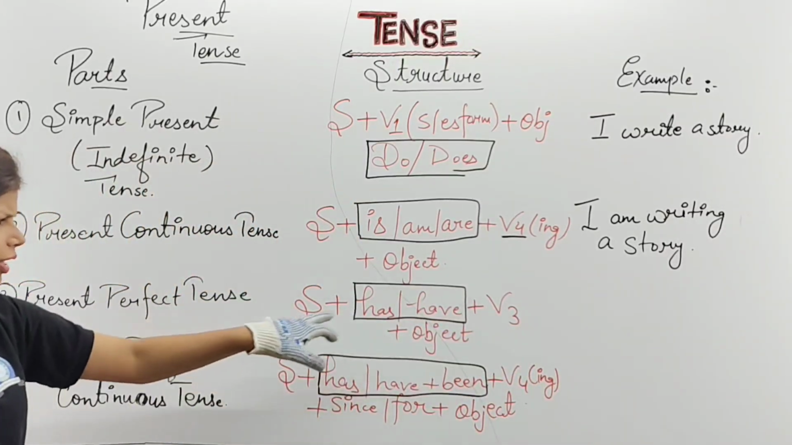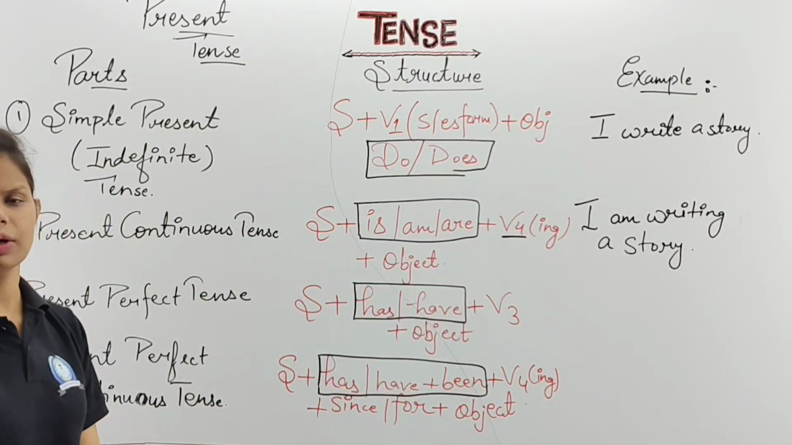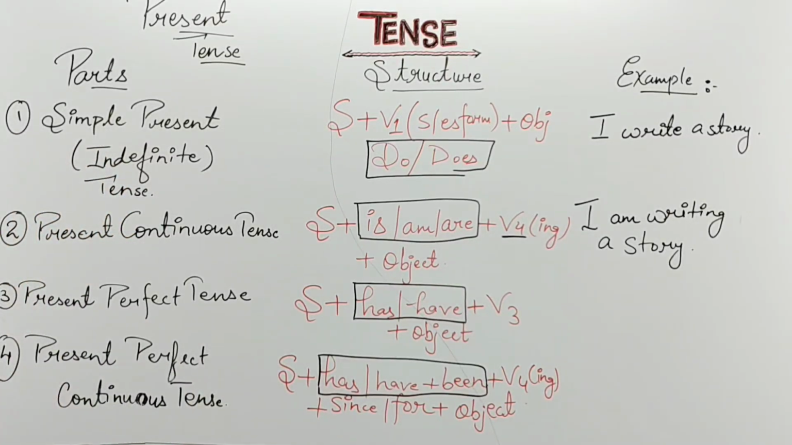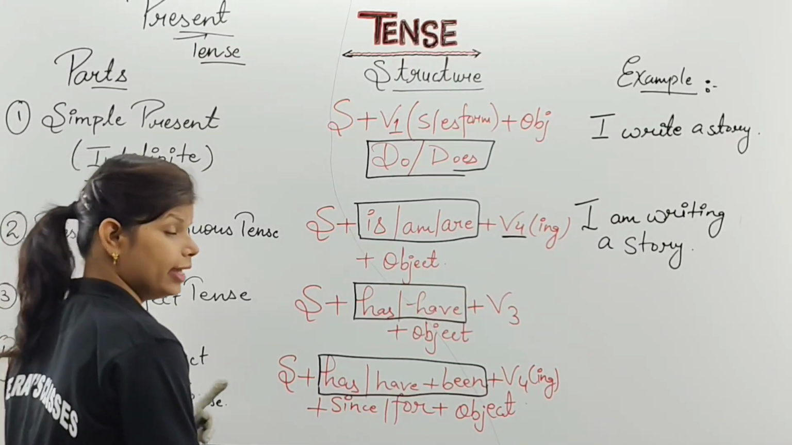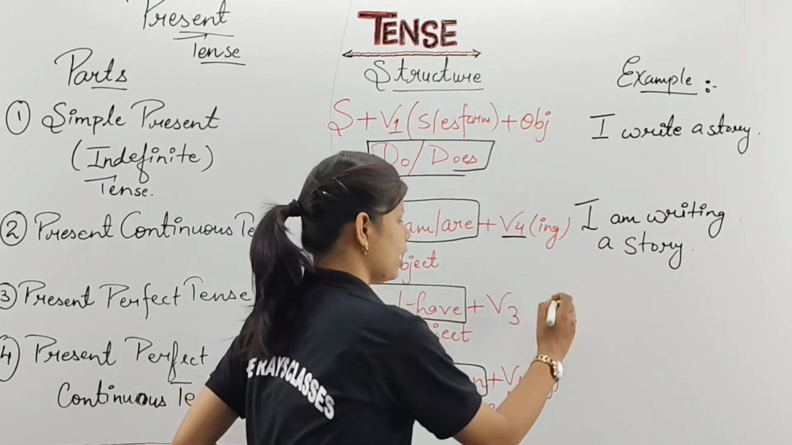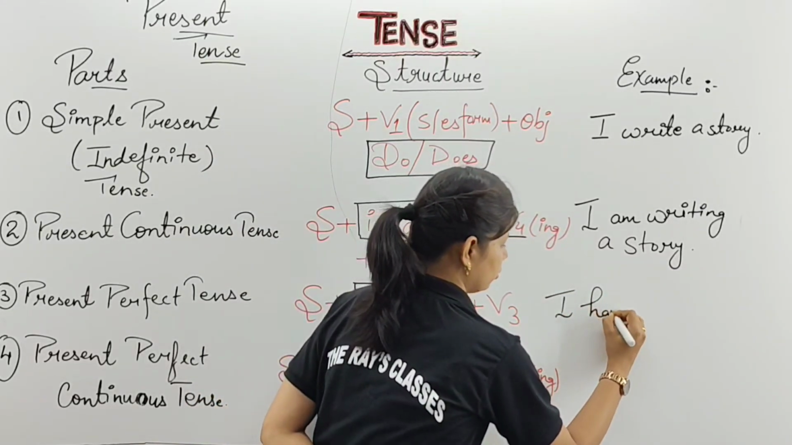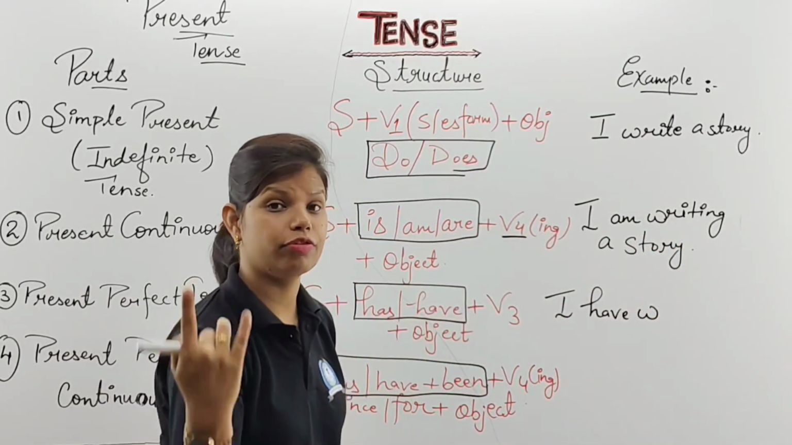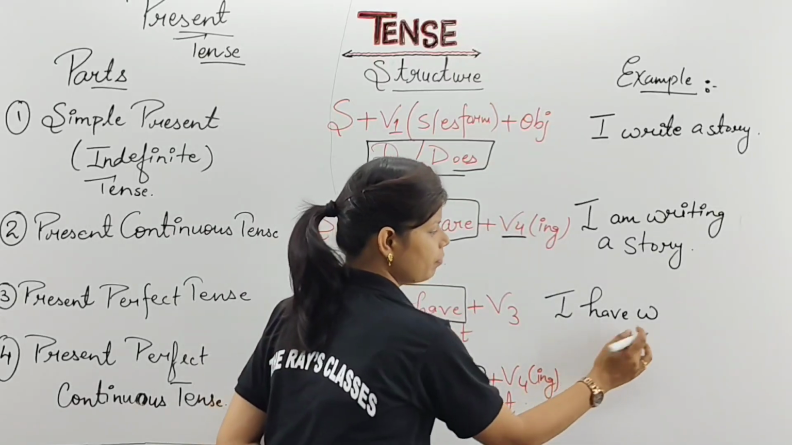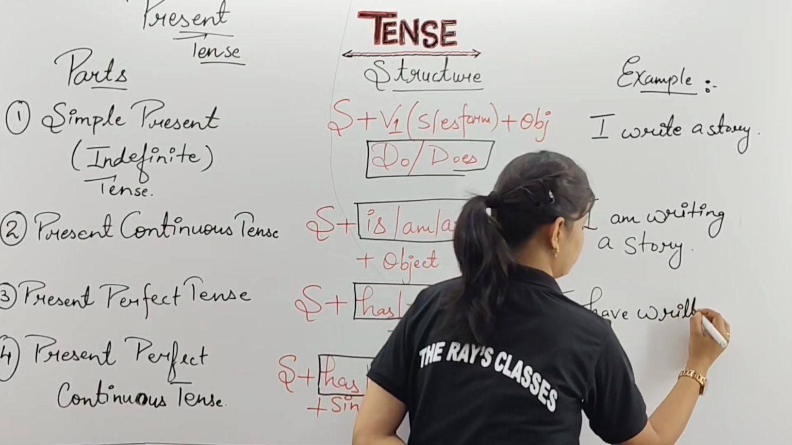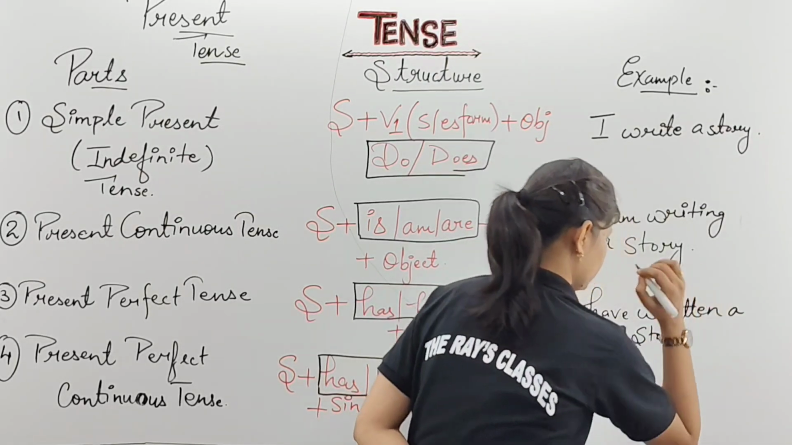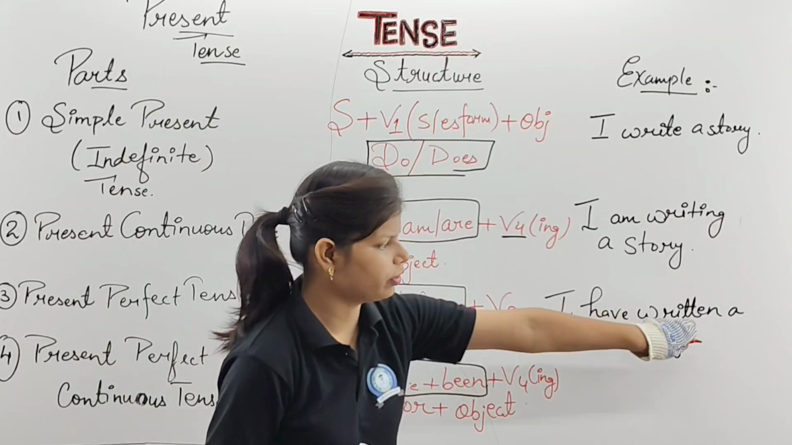And that means a story is your object. Moving on to the next one. Can you guess what our third sentence is, which we are going to frame from here? Along with I, you are using has or have. I is singular, so along with that we are using have. I have written, write is being converted to the third form of the verb. First form write, second form wrote, third form written. So I have written. What have you written? A story. Clear? Here you are using the third form of the verb.